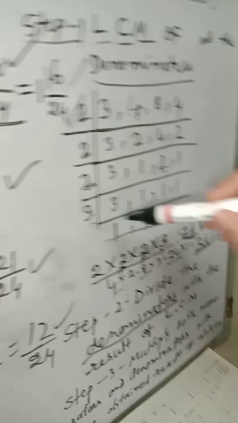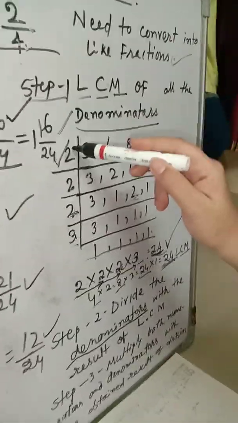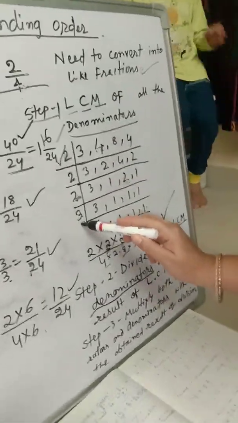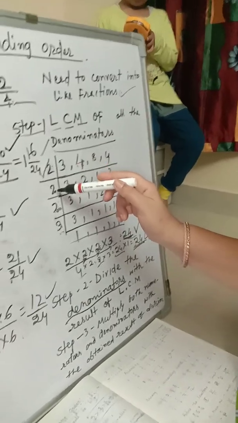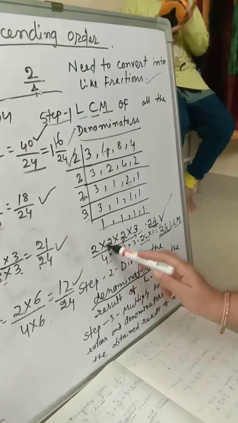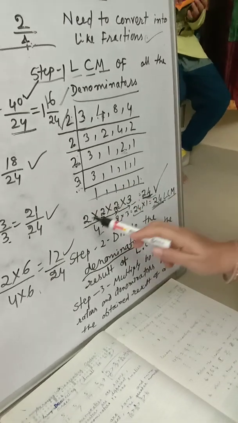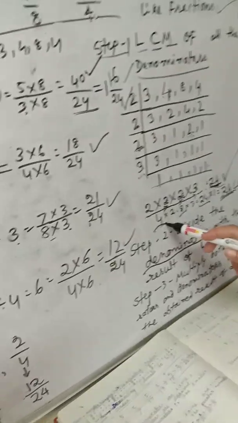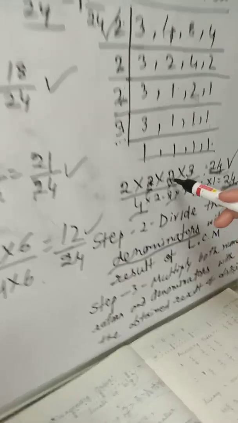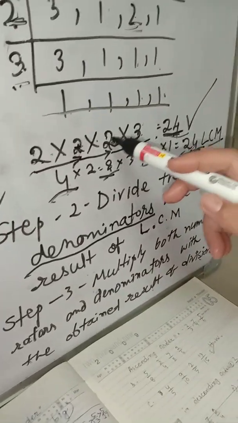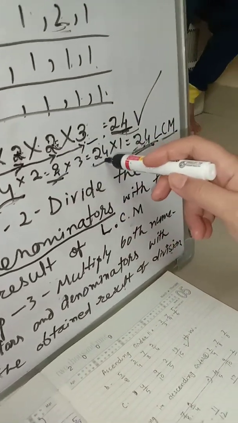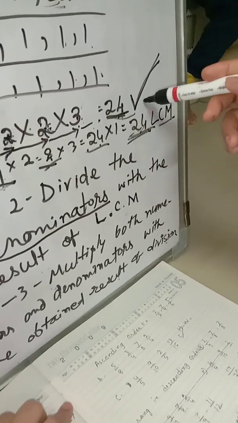So the multiplication of these numbers is called the LCM. So 2 three times, 2 into 2 into 2, and 3 times 2 into 3. So 2 2s are 4, 4 2s are 8, then 8 3s are 24. Our LCM we got now is 24.